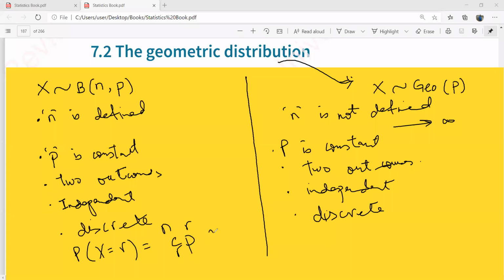While in this case, the probability X equal to r is going to be q raised to power r minus 1 times p. This really looks like a very weird kind of formula. Now, before I tell you what this geometric distribution is actually about, I want you to see that there is an interesting thing.